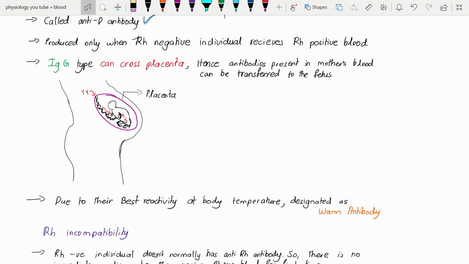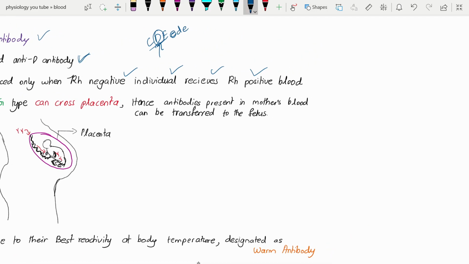As already mentioned, it is produced only when an Rh negative individual receives the Rh positive blood, because this is not a naturally occurring antibody. It requires prior exposure. So when you give the antigen, that is when you transfuse the Rh positive blood to the individual, then only the antibodies will be produced.